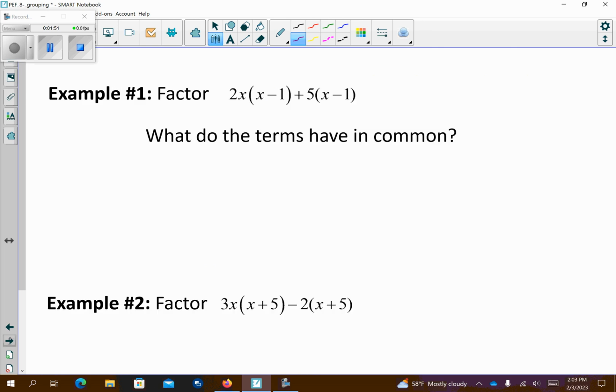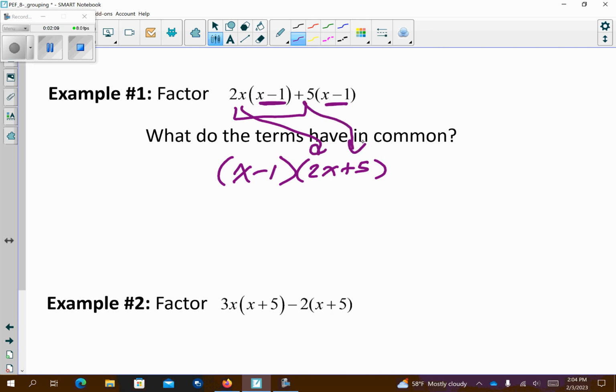All right, so like, take a look at this. What do we have in common? I have the x minus 1 in common. That becomes my first set of parentheses. What do I have left? I have 2x plus 5. I'm going to put 2x plus 5 right in the other set of parentheses. So notice where the 2 comes and the plus 5 comes. All right, example 2. What do I have in common between those two? I have the x plus 5. Okay, that's my first set of parentheses. I have 3x minus 2 left. That goes in the second set of parentheses. Done.